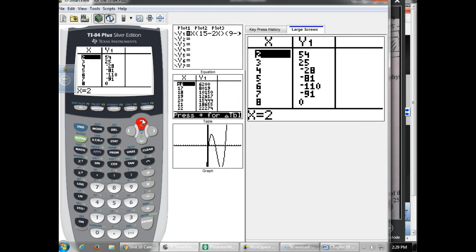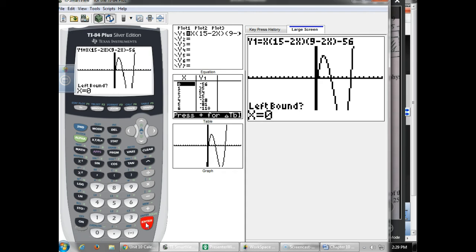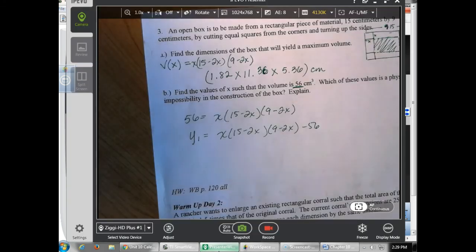I do not, but it happens between 0 and 1, so I need to go find that root. So second, calculate, option 2, and I'm just going to say 0 is a left bound, enter, and I'm going to say like 2 is a right bound. Okay, and guess, and then I get 0.5, so 1/2. So I have found 3 locations that work for this.